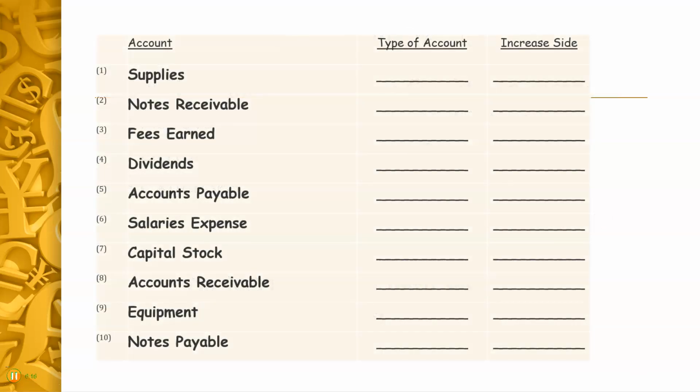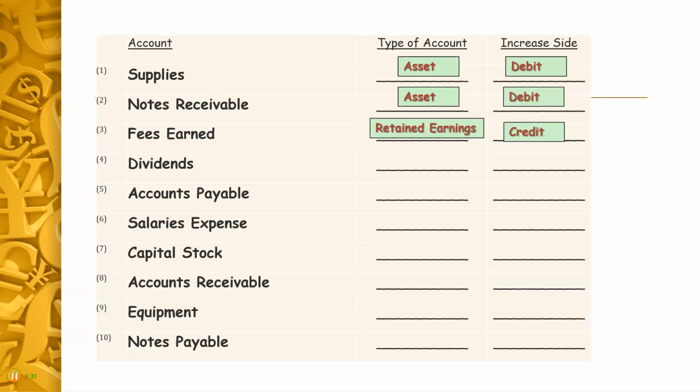Now, supplies. What type of account is this? It's an asset, so we increase it with a debit. Notes receivable. What type of account is this? It's an asset, which means we increase it with a debit. Fees earned is retained earnings, so we have to increase with a credit. Dividends is part of retained earnings, but we increase it with a debit because it reduces retained earnings.